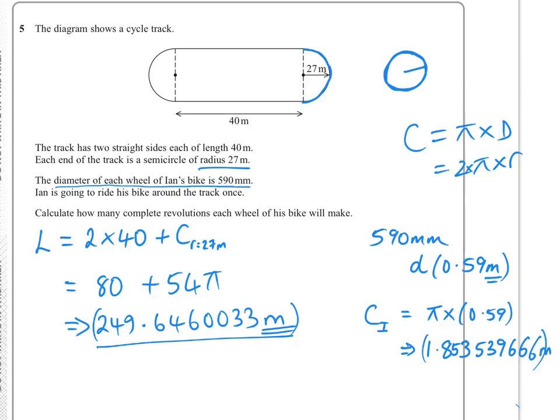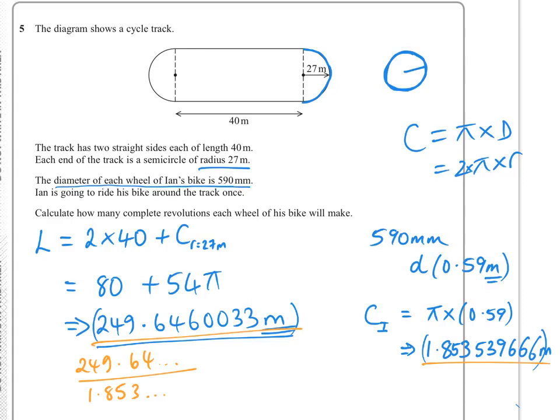So all we have to do is this number here divided by this number here, and so on. But for goodness sake, whatever you do, write down every single digit on the calculator display. So I'm going to do that now.